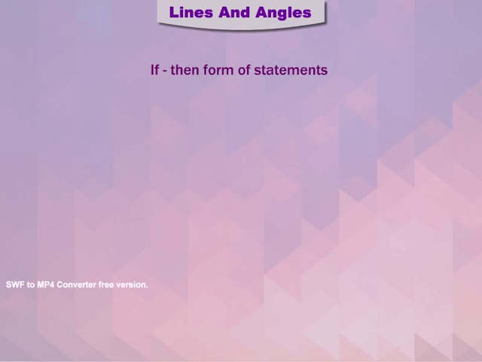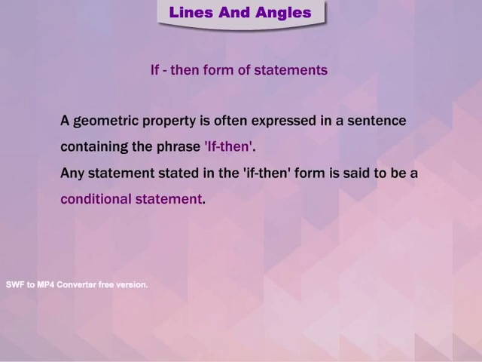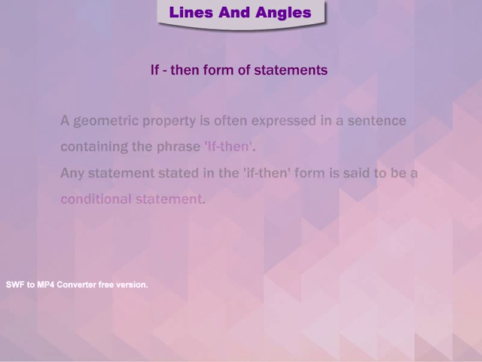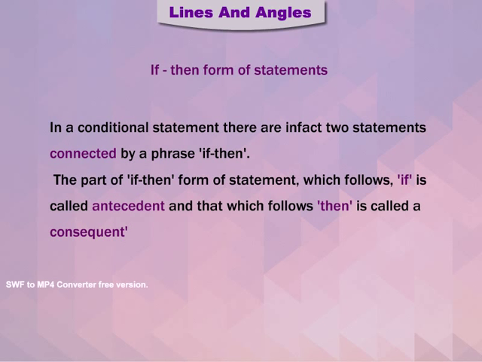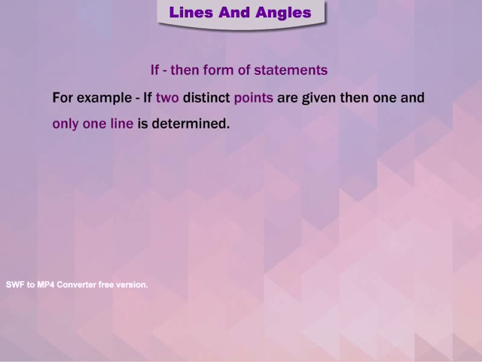If-then form of statements. A geometric property is often expressed in a sentence containing the phrase if-then. Any statement stated in the if-then form is said to be a conditional statement. In a conditional statement, there are in fact two statements connected by the phrase if-then. The part of the if-then form of statement which follows if is called the antecedent, and that which follows then is called the consequent. For example, if two distinct points are given, then one and only one line is determined.